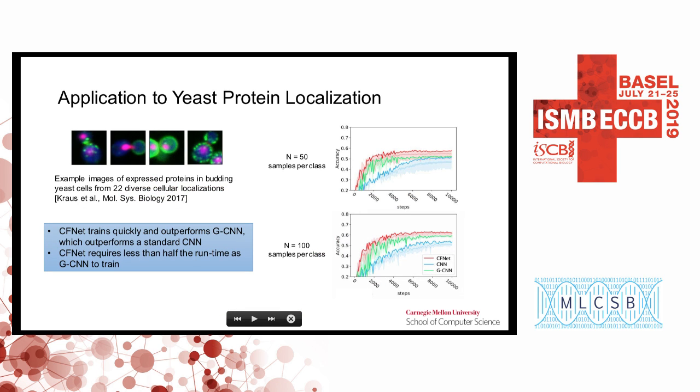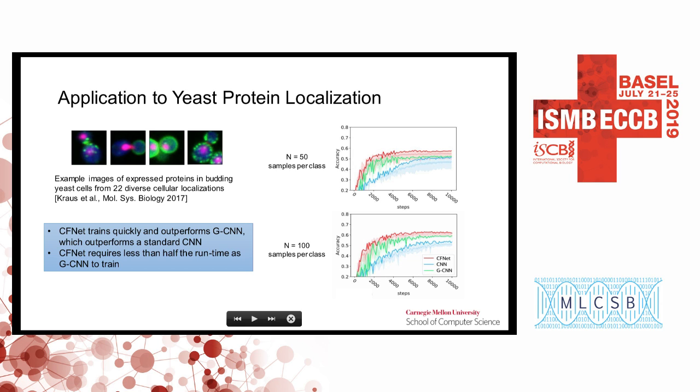We also considered an application to real data, in this case, localizing proteins within budding yeast cells. This is data from Kraus et al. The problem in this case is to classify which region within the cell these proteins are localized. There are 22 different classes. So we performed a similar experiment where we have different numbers of training examples per class. And then we tested a CNN in blue, as described in their paper, and we also tested a CFNet model and a GCNN model with similar configurations.